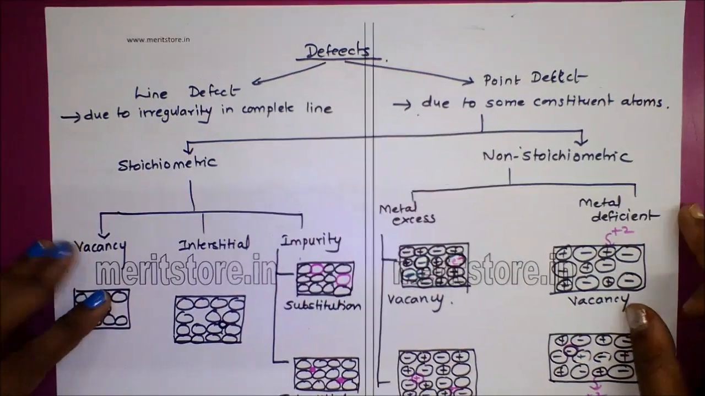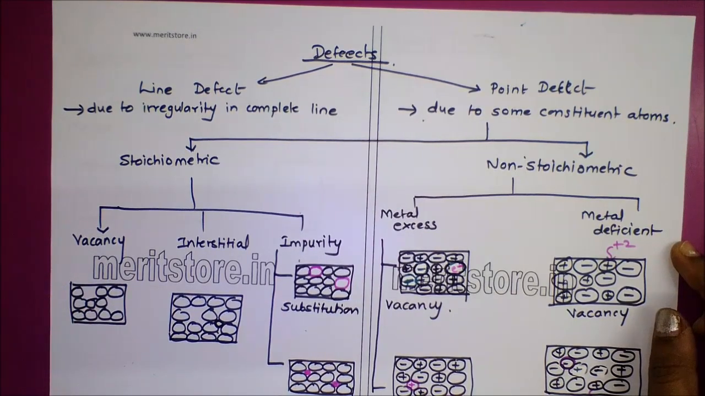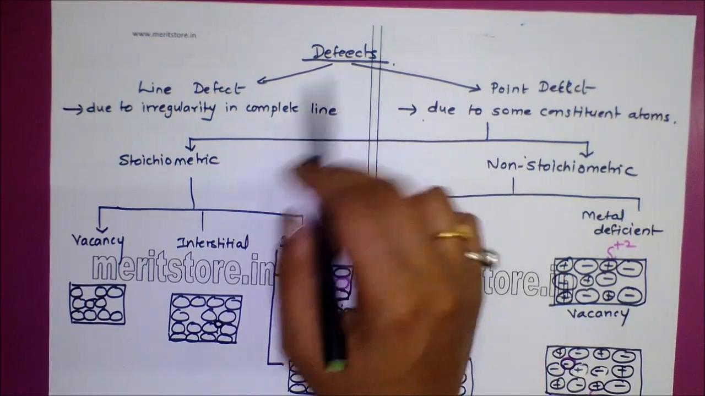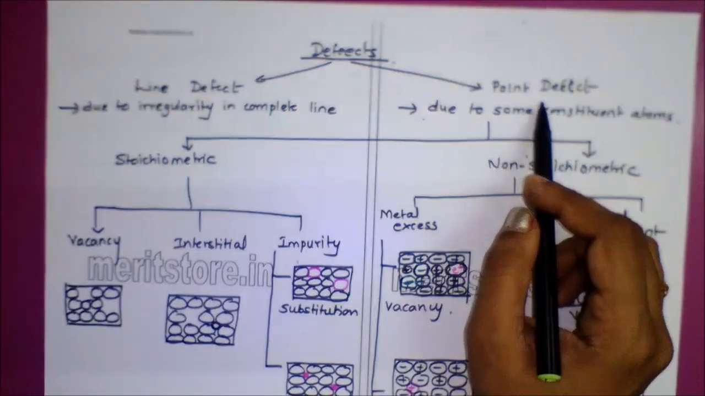The next part is the defect in the crystal lattice. Usually the crystalline solids have a perfect structure due to the slow crystallization. But by any means, if some defect occurs, these defects are classified into two types. First we have a line defect, and second one we have a point defect.